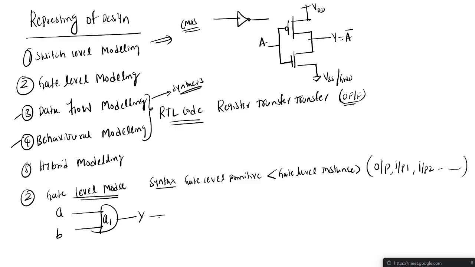So how to write for this one? The gate level primitive is and, next the gate level instance is a1, followed by output y comma inputs a comma b, like this you need to write. So did you understand the gate level modeling?